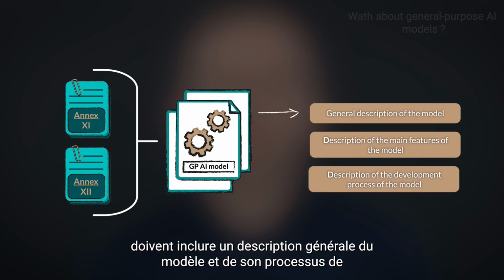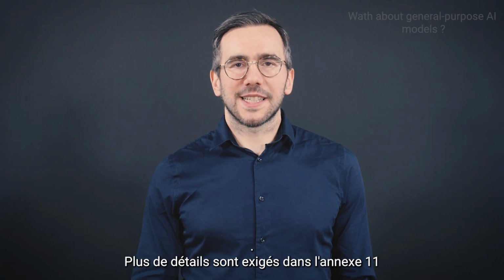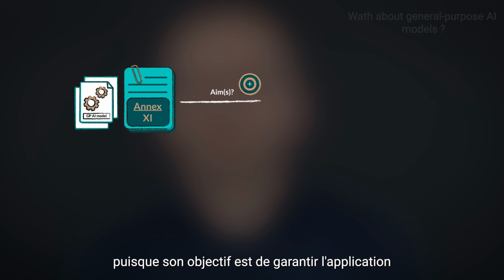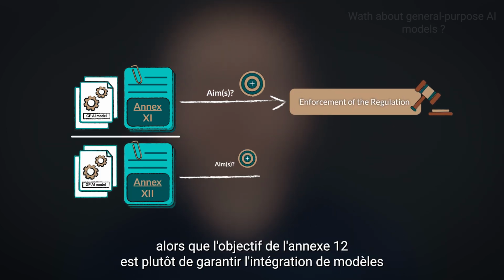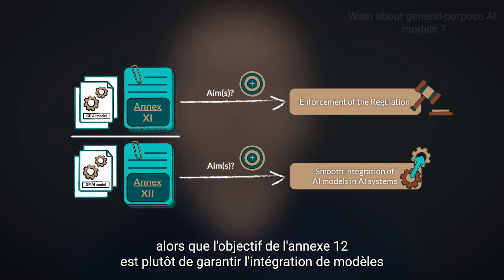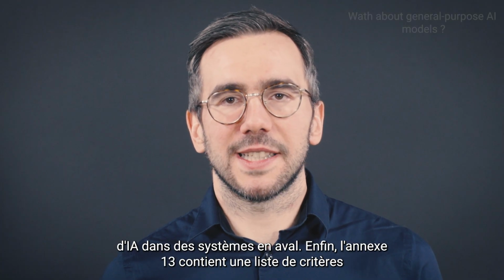Both must include a general description of the model and a description of the main features of the model and of its development process. More details are required under Annex 11 since its objective is to ensure the enforcement of the AI Act by the AI Office, whereas the objective of Annex 12 is rather to allow for smooth integration of GPAI models in downstream AI systems.